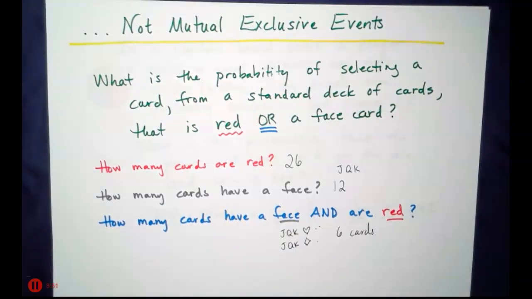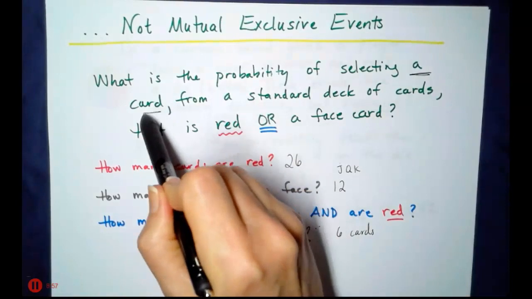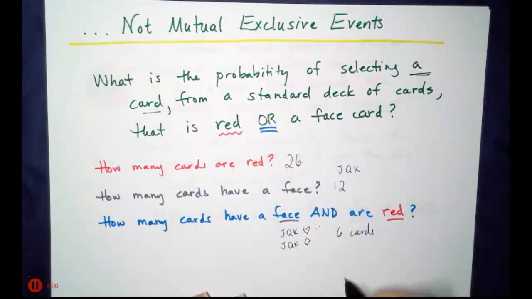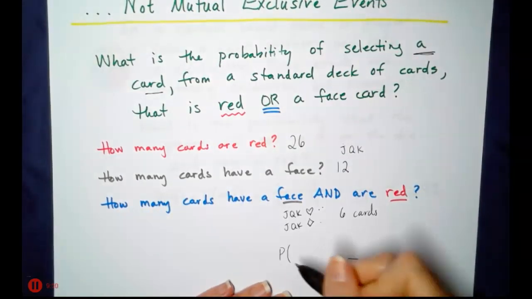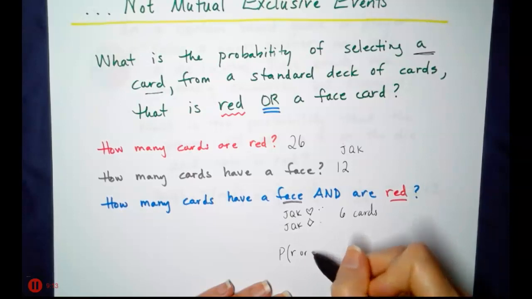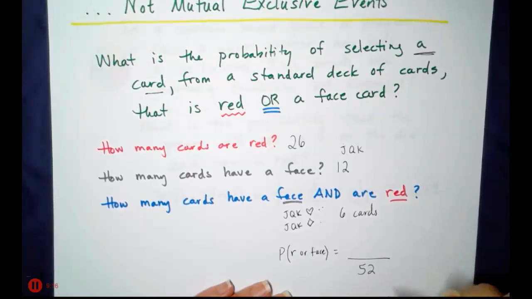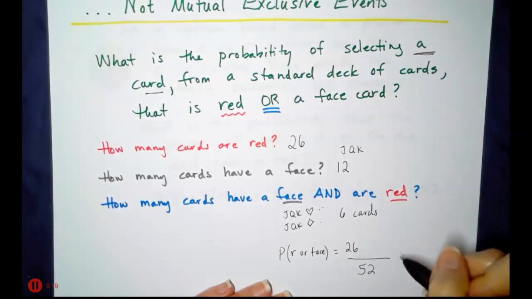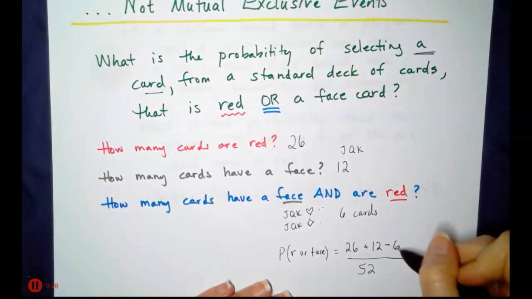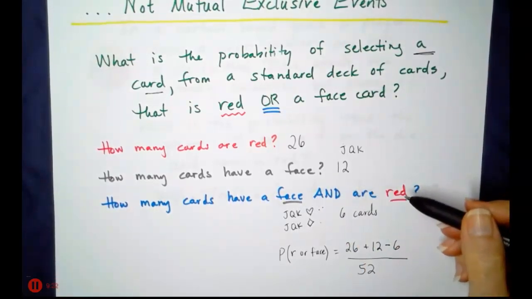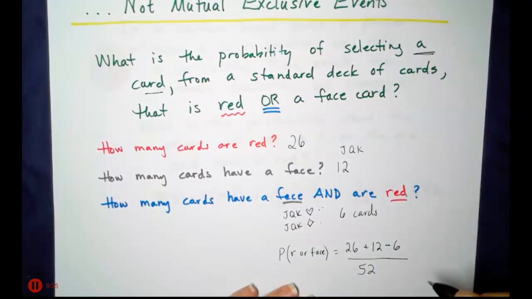So what we have to think about here, so what's the probability? Well, first of all, what is the probability of selecting a card? So we're only choosing one card, so that's going to be out of what could happen. What could happen in a standard deck of cards is 52. All right, and we are after the probability of getting a red or a face. So what do we have to do? Well, we've got 26 that are red. We've got 12 that have a face, but we have 6 that are red and have a face. So we have to take the intersection of these two events away, the things that are not mutually exclusive.